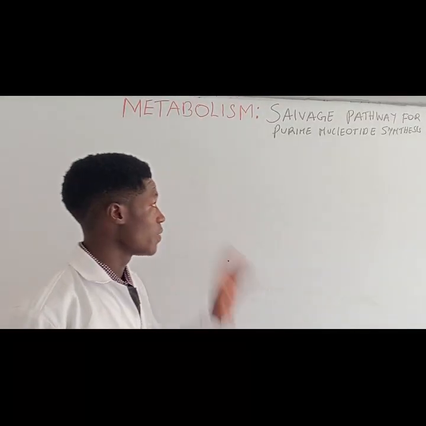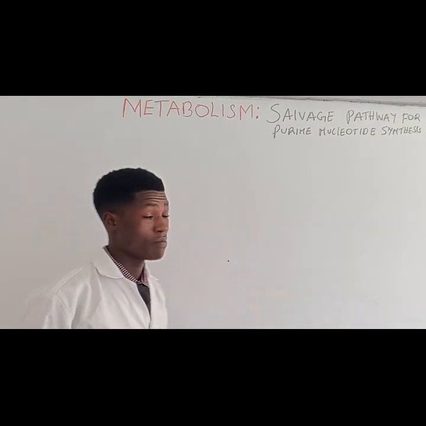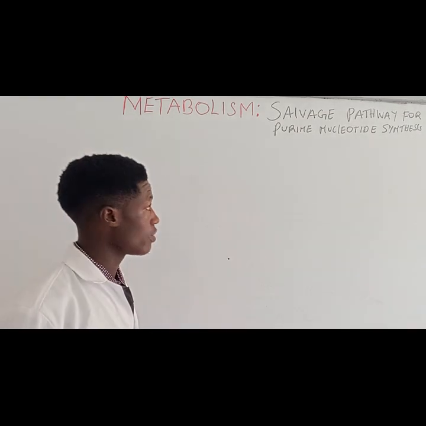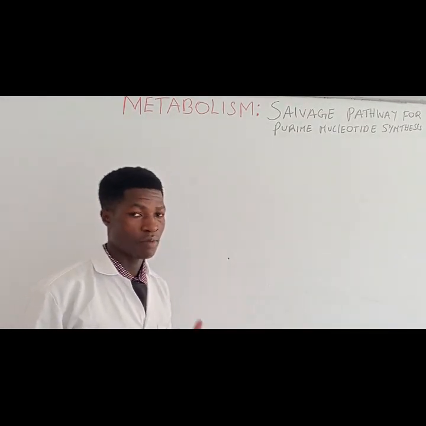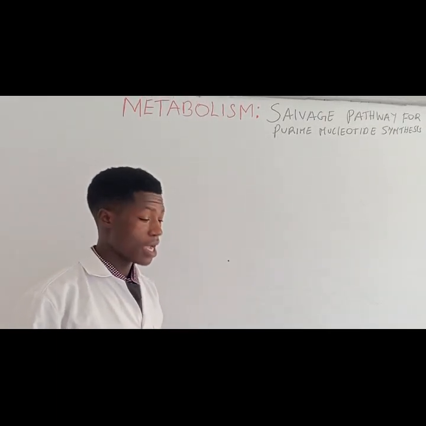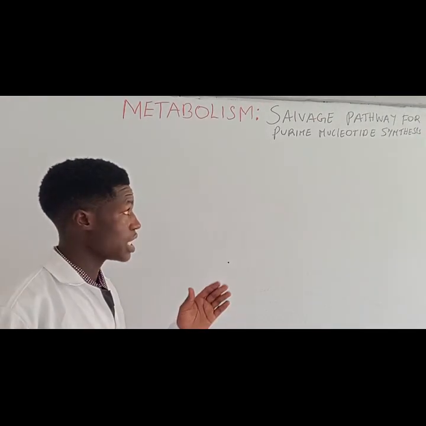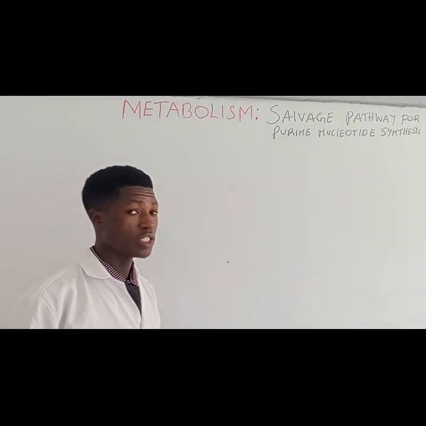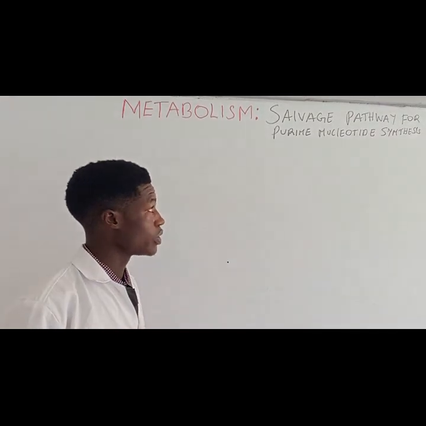So in this video, we are going to talk about the salvage pathway for purine nucleotide synthesis. Now, the salvage pathway is just a pathway that is going to help us recycle the nitrogenous bases that have been broken down from nucleic acid catabolism. When we break down the nucleic acids, we form the individual components of the nucleic acids, right? The nitrogenous bases, the pentose sugar, and the phosphate groups. Now, I want to see how we are going to salvage or recycle these nitrogenous bases into the purine nucleotides, right?